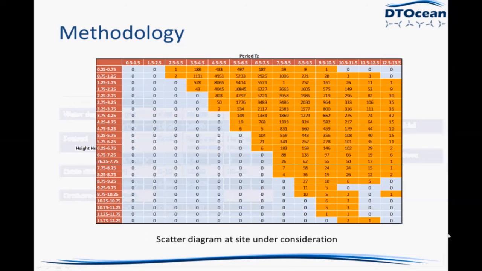And this is just a scatter plot. A scatter plot basically shows how many times a particular sea state has happened over the 15-year period. So that's the first part of the input that we needed.